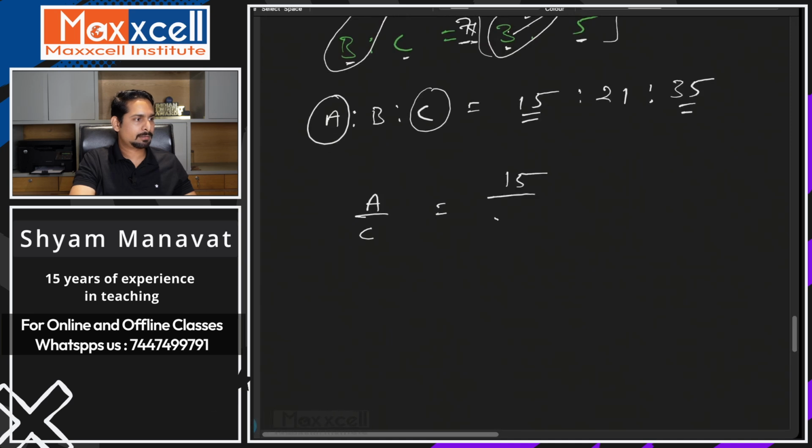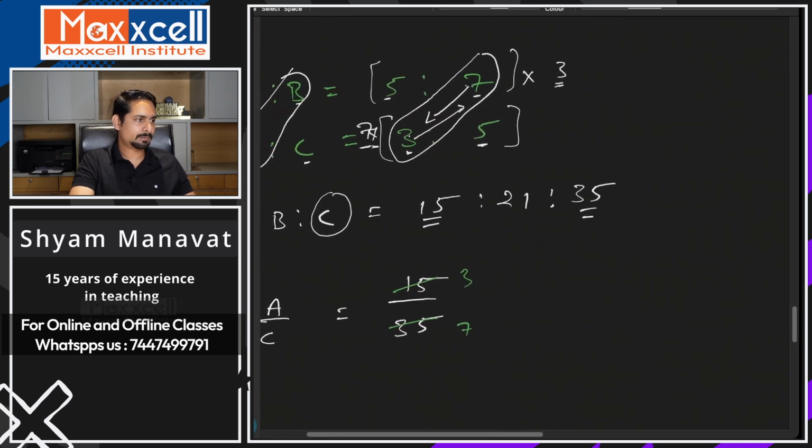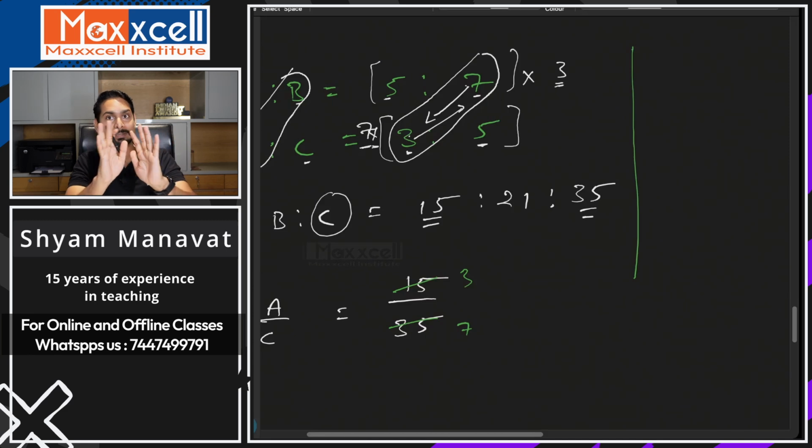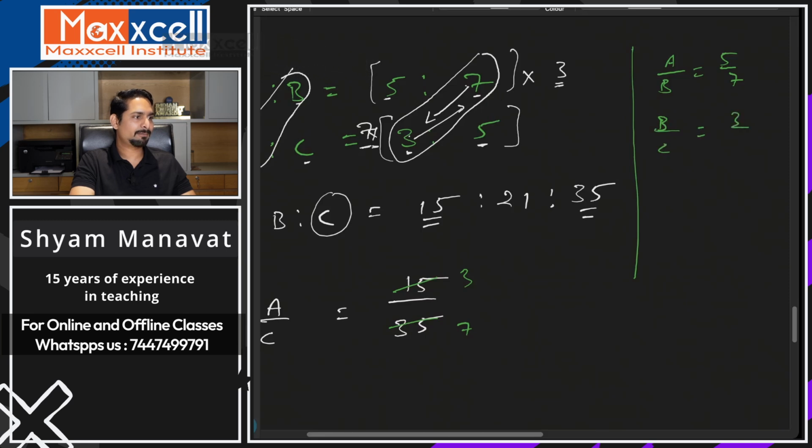As I said, I have done this for you to revise or relate with the scaling property. Otherwise, I know I don't want B. I just want A and C. So I could have also done it like this. A by B is 5 by 7. B by C is given as 3 by 5.